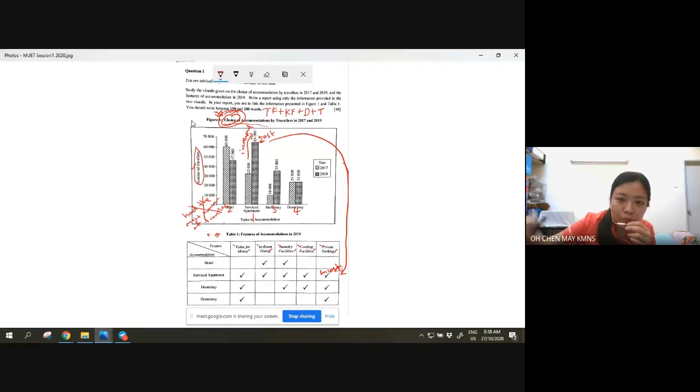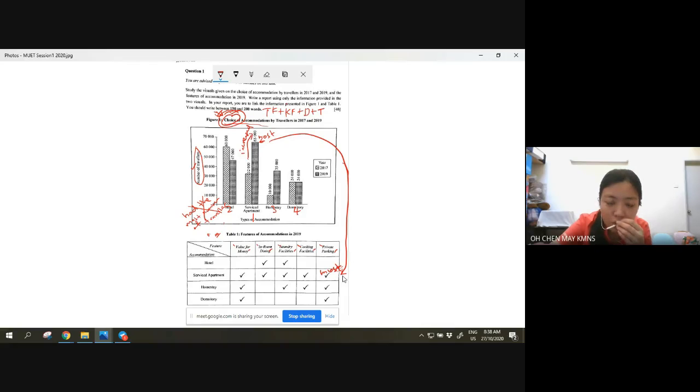Just show the movement. This one shows the movement. What happened in 2017? Then it increased to here, 2019, making it the highest, which was the highest in 2019.